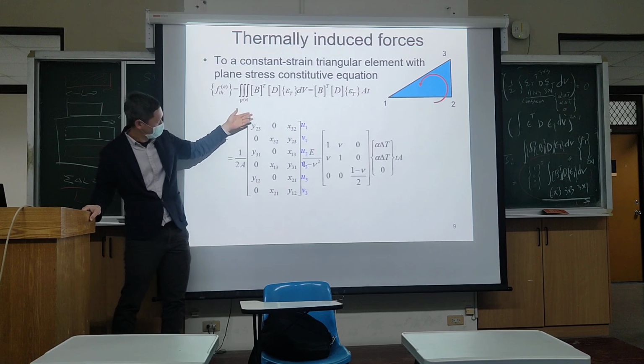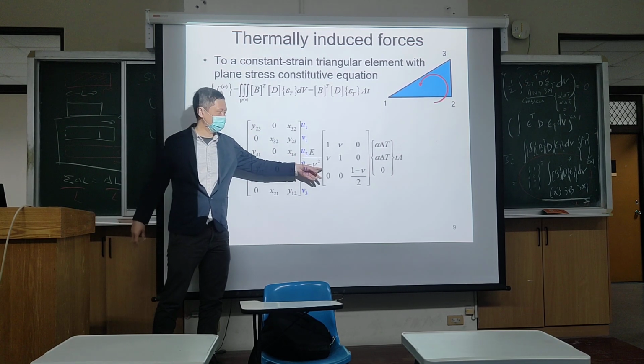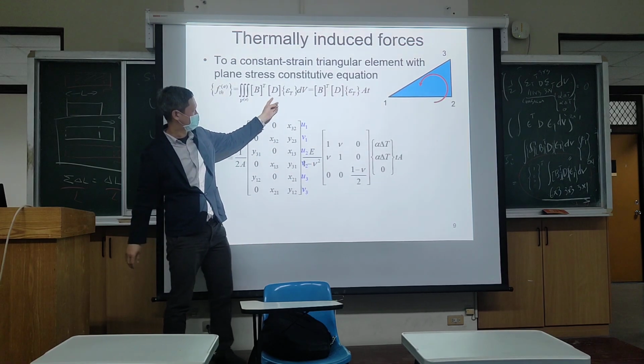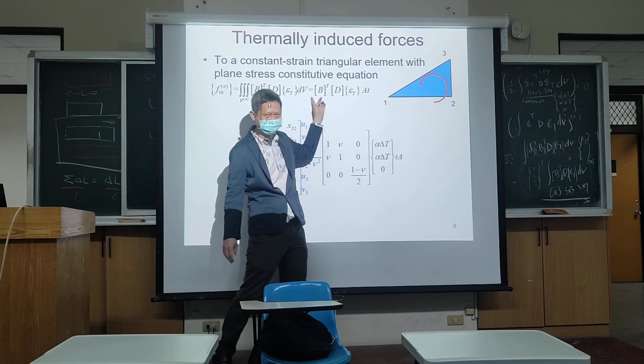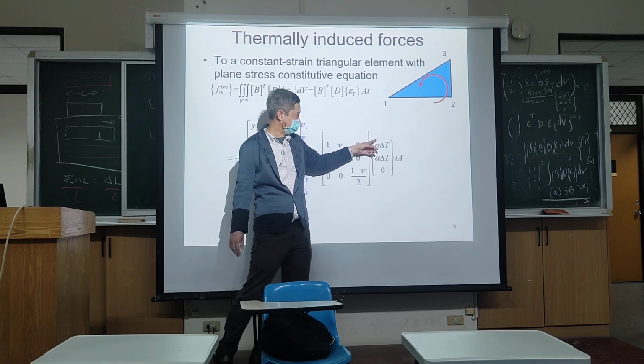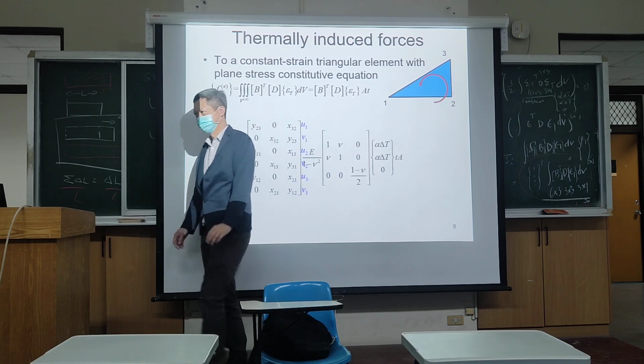Okay, so what we learned about this, we got now 6 row, 3 column for the B matrix, and then times the D matrix, which is 3 row, 3 column, and then times the thermal strain vector. This thermal strain vector is basically 3 by 1. Okay.